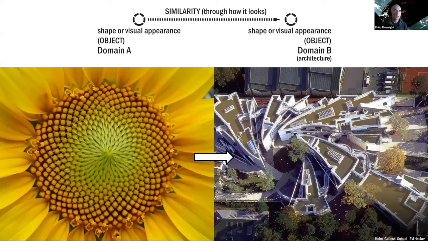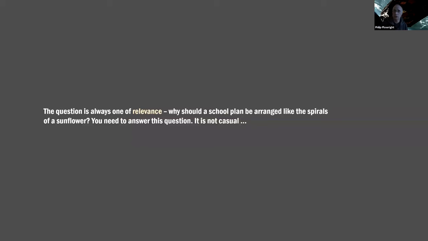So if we're going to make a building, in this case a Zvi Hecker building, which is famous for being like the spirals of a sunflower, this is a classic image metaphorical transfer. In this case, it goes from a sunflower as an object into the building as a plan. What we do is translate that shape to another shape. We take it from a shape from nature to a shape in human construction.